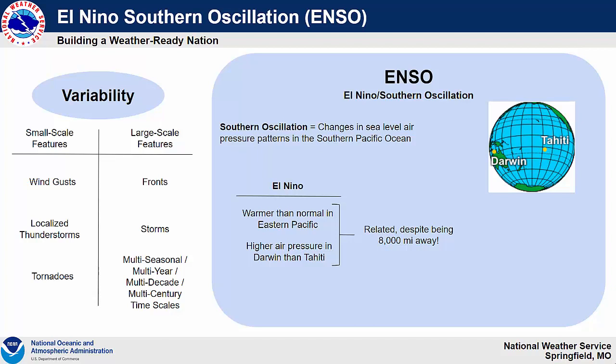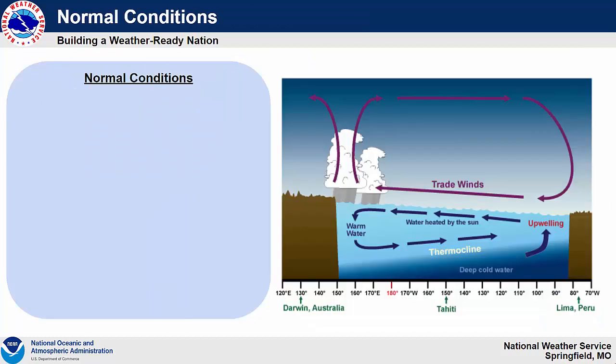Now, when you have warmer than normal temperatures, you can also have cooler than normal temperatures, which leads us to La Nina, which has cooler than normal sea surface temperatures in the eastern Pacific and higher air pressure in Tahiti. So let's take a deeper look into what El Nino and La Nina all entail. But before we do that, let's look at what normal conditions look like.